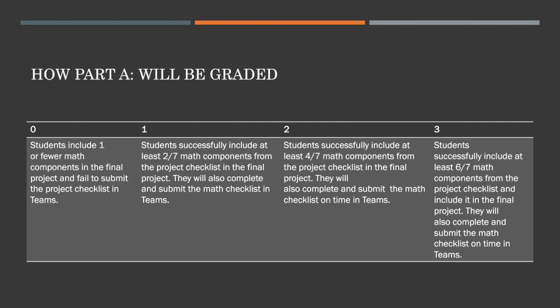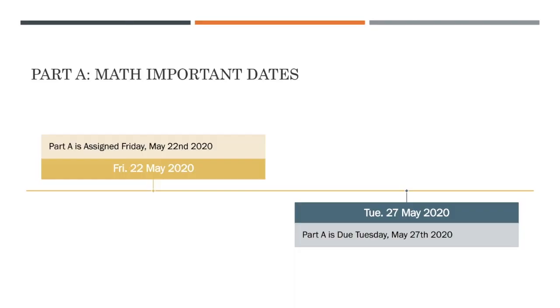And number 3, to get all 3 points, you need to include 6 out of the 7. Why not just do 7 out of 7 of the components from the project checklist included on the final project? They will also complete and submit the math checklist on Teams. Okay? So that's one simple, easy, quick rubric for your project, part A. We'll go into more details about part A today because that's the part that's assigned today. So let's talk about it.